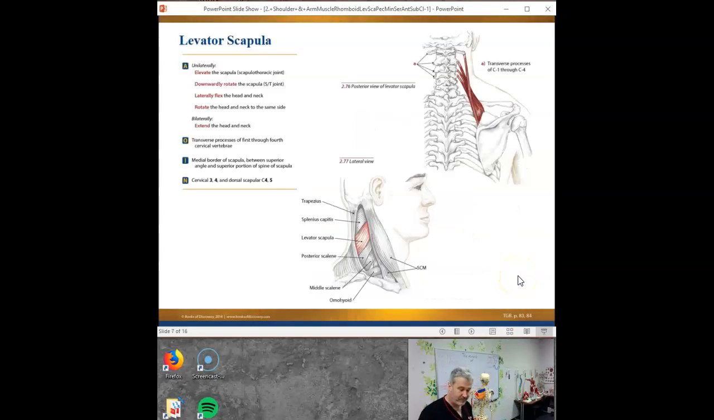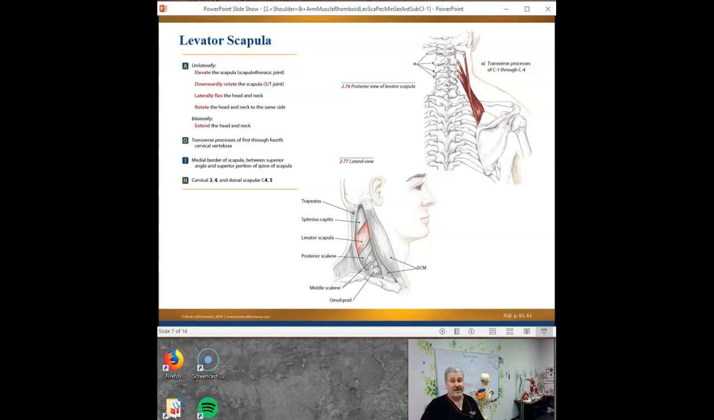Okay. So, I picked this muscle next on purpose because I actually know what I'm doing. But I need a different color tape. Okay. So, this next muscle on page 8384 is called the levator scapula.